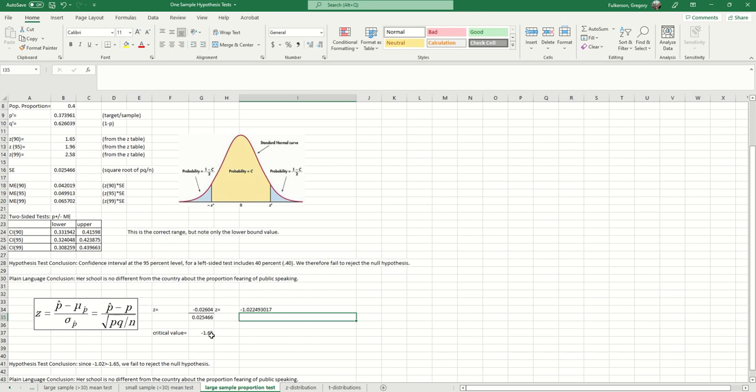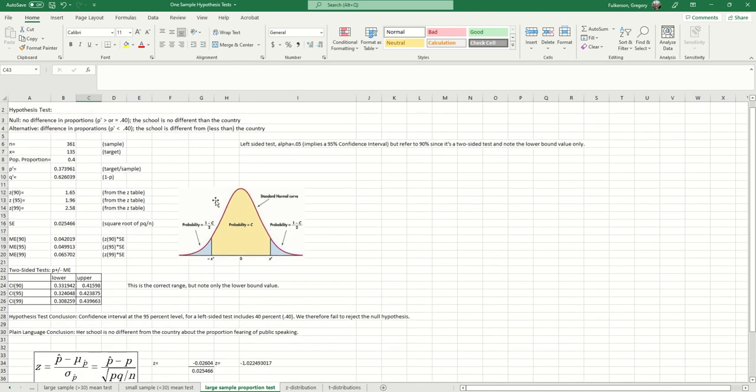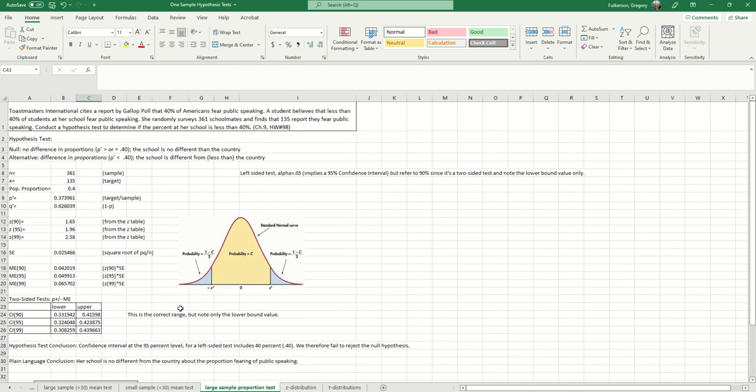Since our critical value is 1.65, we can see it's smaller. And we fail to reject the null hypothesis of no difference. So her school is no different from the country regarding the proportion fearing public speaking, which was the same conclusion we drew when we were just looking at the confidence intervals.